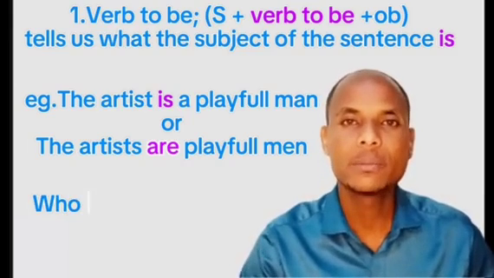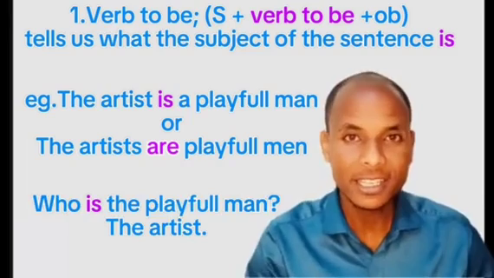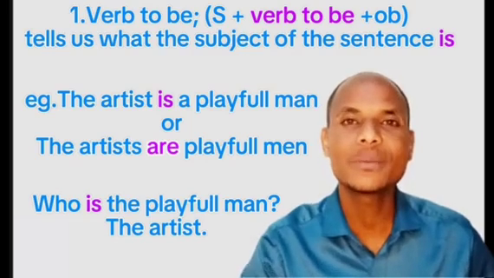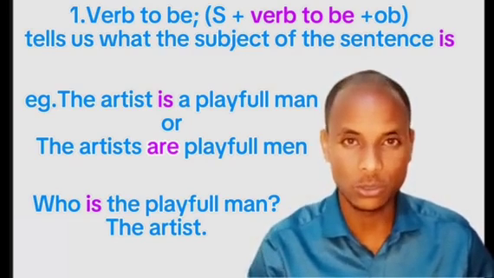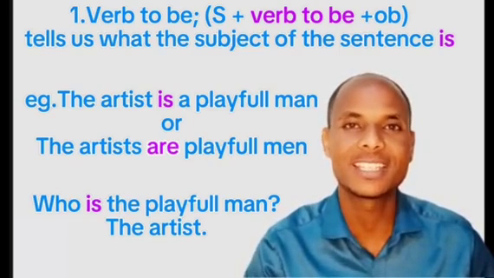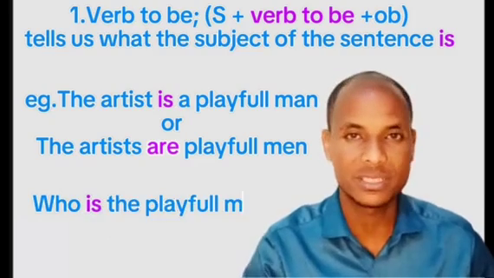So the arist is a playful man. Who is the playful man? The arist. Here the verb to be is tells us what the subject of the sentence is, or the existence and persistence of the subject in the sentence, or in a sense, state of being.